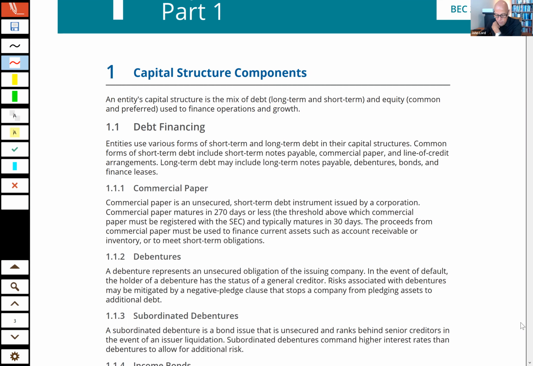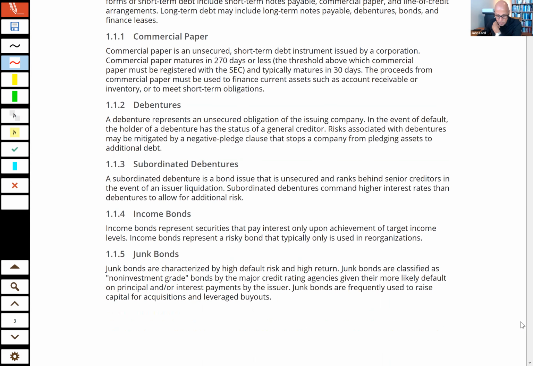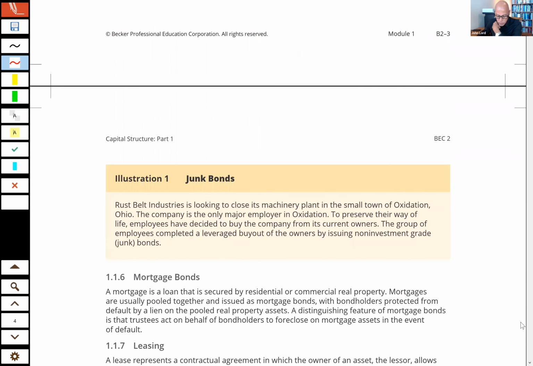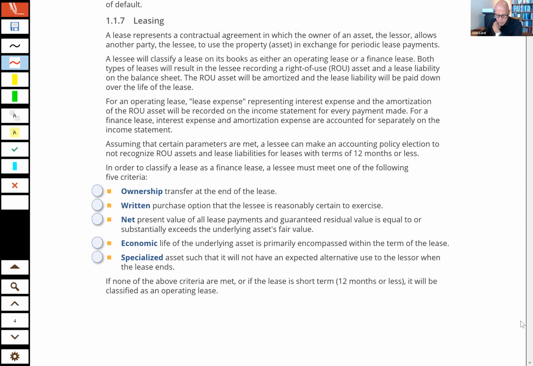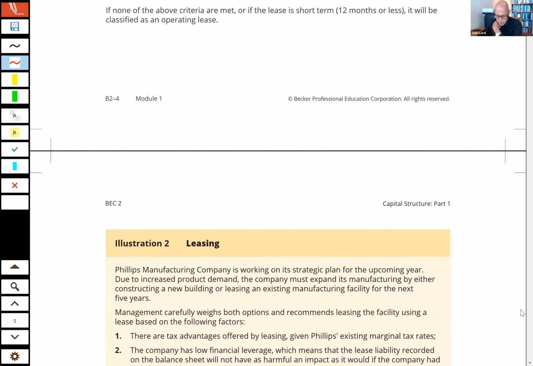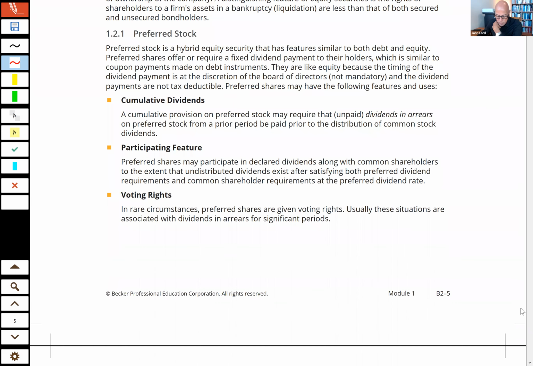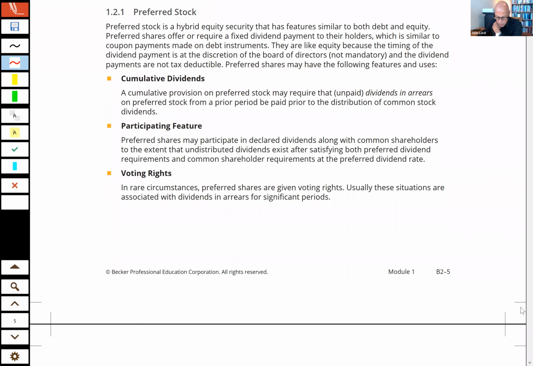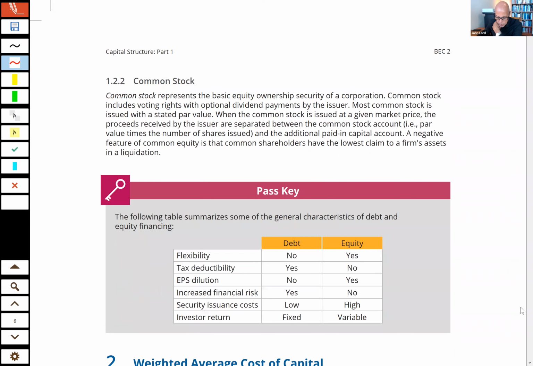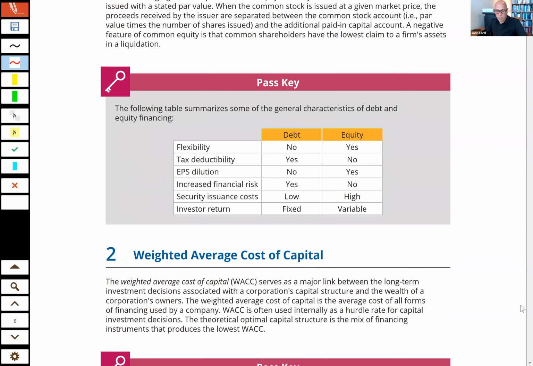Telling us about debt financing, different types of bonds, what a junk bond is, leasing. I don't think we need to spend a lot of time on equity financing, the different types of stock, common vote versus preferred stock. I don't see that we get a lot of mileage out of that.